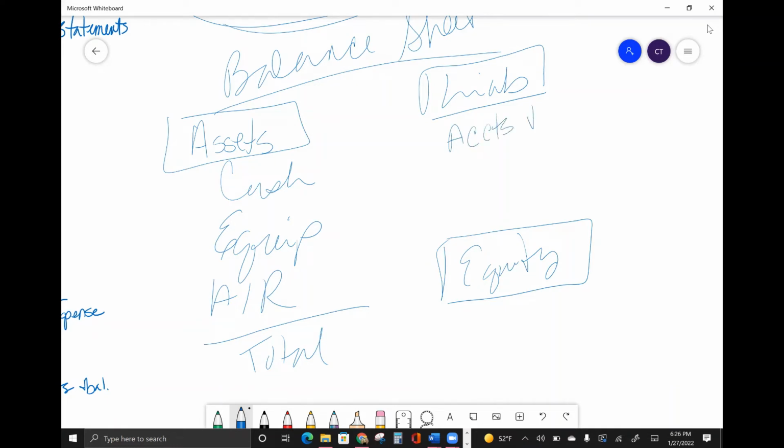Do y'all remember that word? Accounts payable? Okay, so payable means what? We have to pay something out in the future. So remember, accounts receivable means I'm receiving money in the future. So that's an asset. And then accounts payable means I'm paying out in the future. So that's my liability. I'm liable to pay.